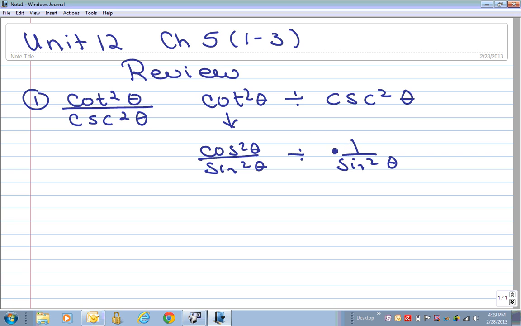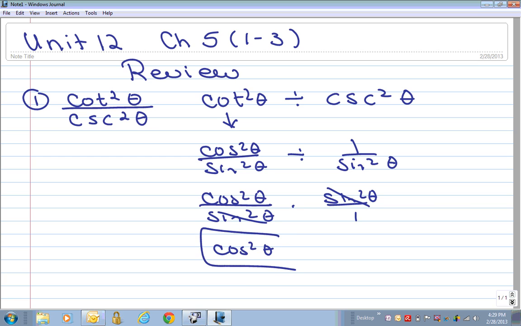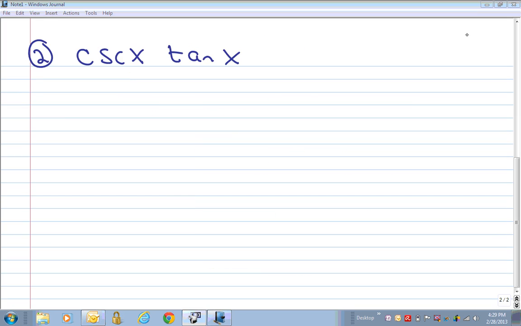Now I'm going to multiply by the reciprocal, so I would have cosine squared theta over sine squared theta times sine squared theta, and you could put that over 1 if it helps. So our sines cancel, and cosine divided by 1 is still cosine. So we have cosine squared theta, and that is our simplified version. So again, you just have to kind of think through which would give you the quickest and easiest path. All right, let's do another simplify.